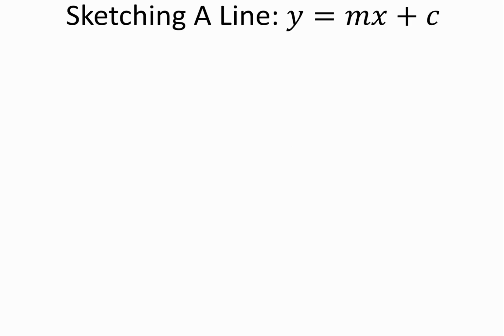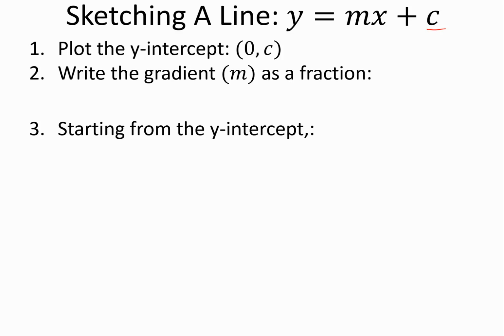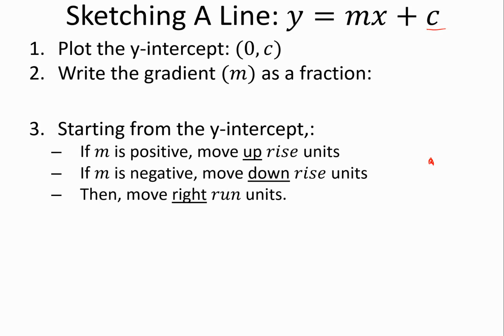Sketching a line in the form y equals mx plus c. This is the most common way, for the most part, of seeing lines. Let's look at how we graph them. First of all, we'll plot the y-intercept, which is the point (0, c). Again, that's our y-intercept. We're then going to write the gradient as a fraction, and I'll show you how to do that in a moment. We need to do that because to find another point on the line, we start from our y-intercept, and we're going to move either up or down, and then across.